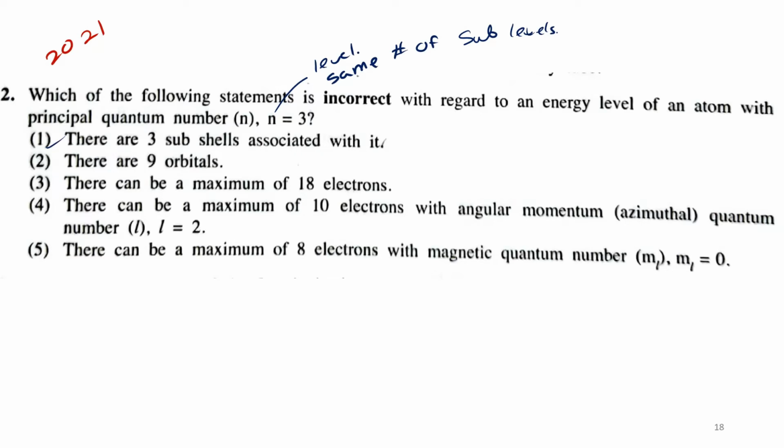And it says there are 9 orbitals, and you can use the shortcut n squared to get the number of orbitals, which is 3 squared, which is 9. So you can say that the second statement is also correct. And the third statement is there can be a maximum of 18 electrons. You can get the number of electrons with 2n squared, and you do get 18. So the third statement is also correct.